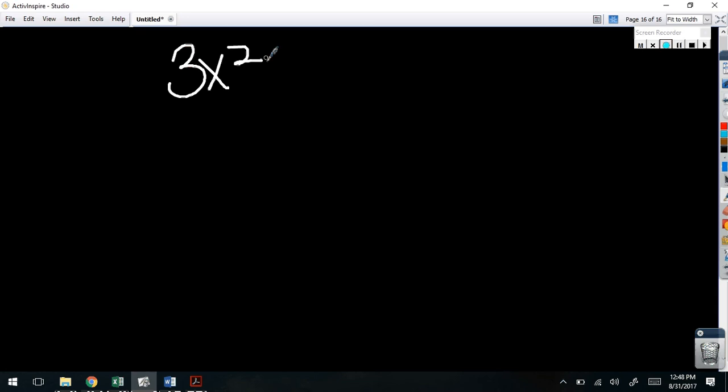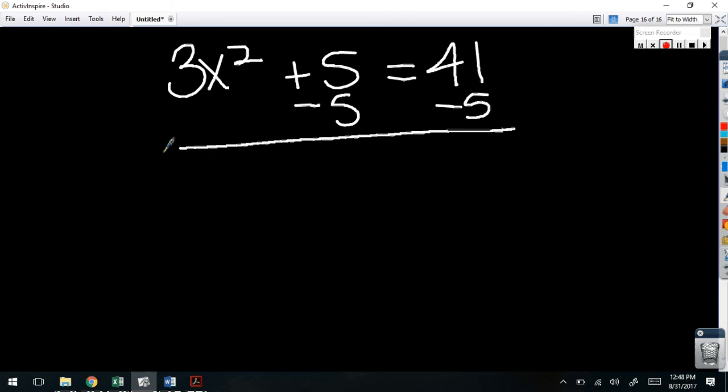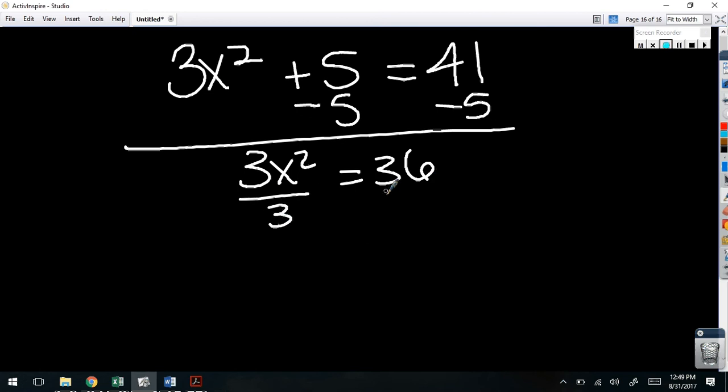For example, if I needed to solve that, SADMAP: addition, subtraction first. What's first? Minus 5. 36. Okay, because multiplication and division is next.